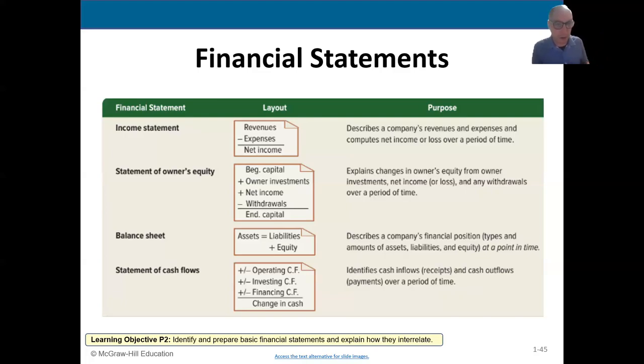This second financial statement is called the Statement of Owner's Equity. The Statement of Owner's Equity represents the cash that went into the business to start the business, plus any other investments that the owners made, plus the total net income from the income statement, minus any withdrawals that the owner took out of the business, equals the ending owner's equity.